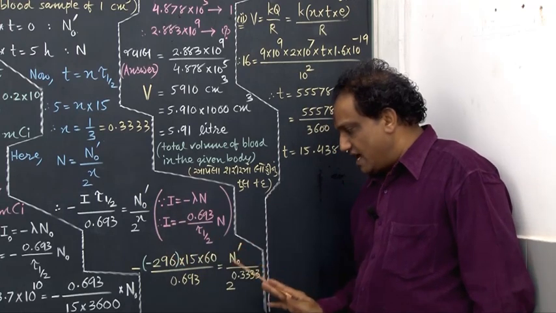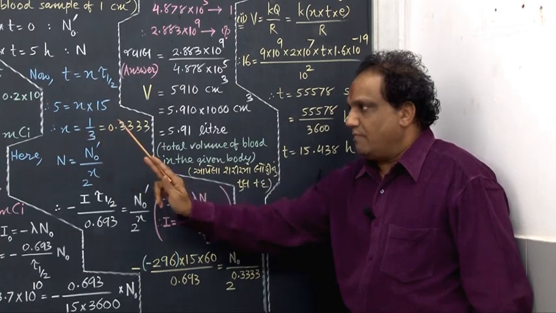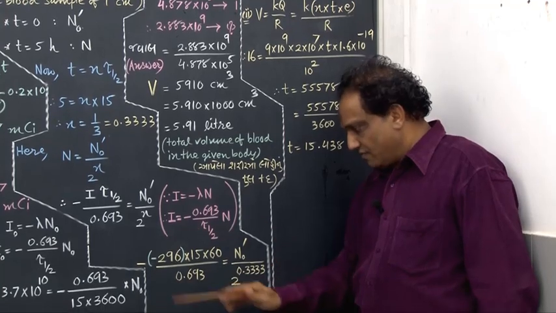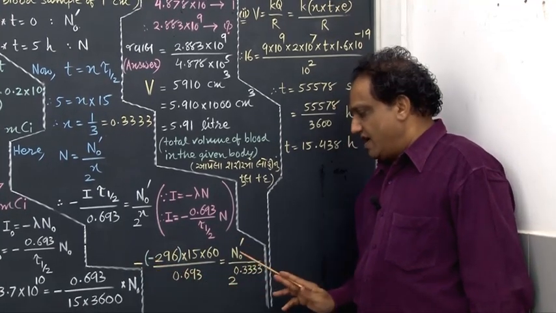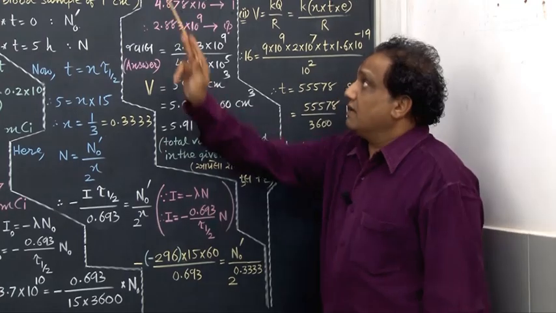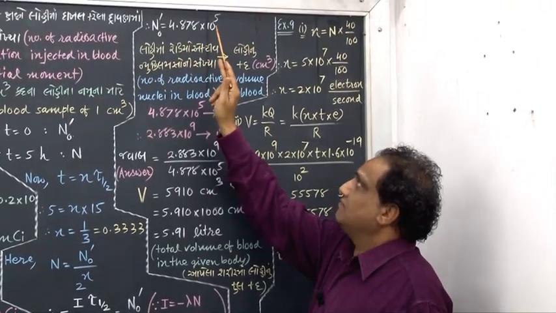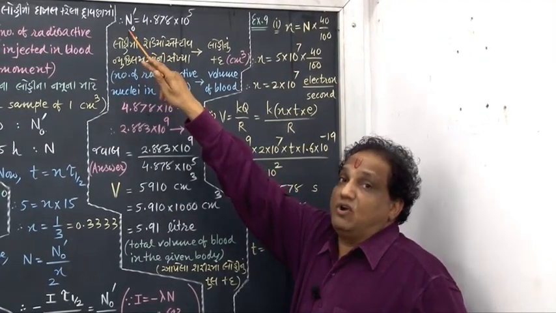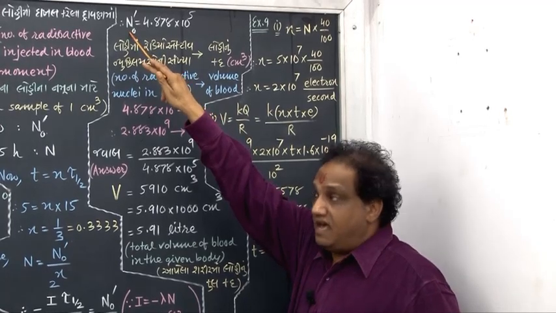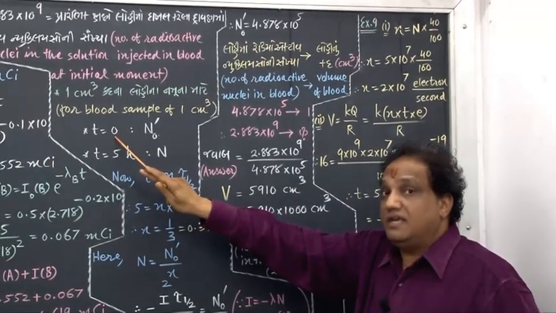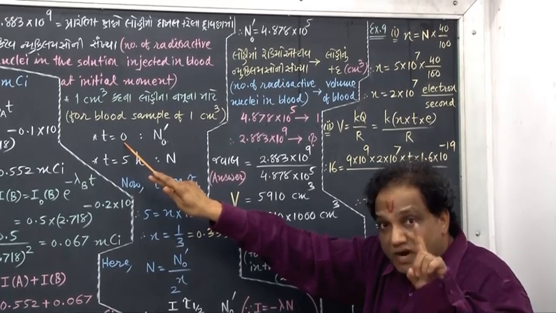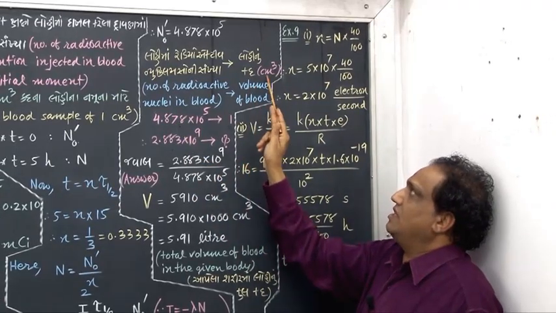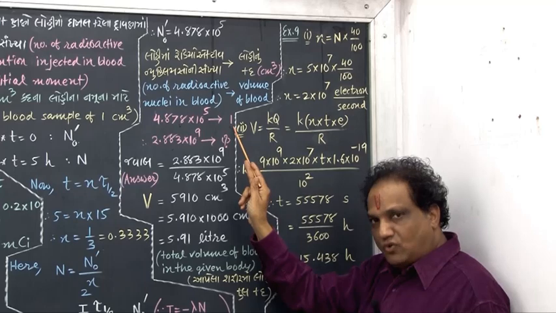Now this is n0 dash as it is, 2 raised to n. What is the value of n? 0.3333. Come on, 2 raised to n. The n value is 0.3333. Now from this, minus will become plus, and find out n0 dash. Okay, it comes out to be 4.878 into 10 raised to 5. Correct? These many undisintegrated atoms were there initially in how much volume of blood? 1 centimeter cube. So for this much number, the corresponding volume of blood is how many centimeter cube? Just 1 centimeter cube. Correct?